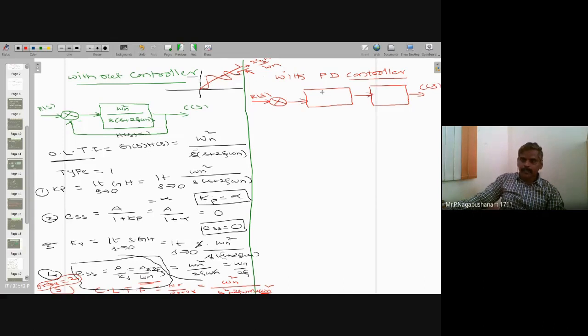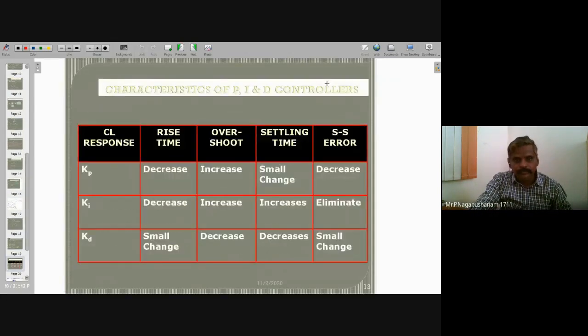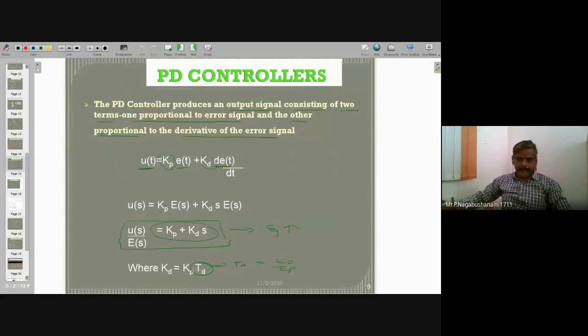Signal direction is important. I already told, if it is a PD controller, its transfer function is Kp plus Kd into S. P means proportional, plus a derivative of the error signal. A PD controller produces an output signal consisting of two terms. One is proportional to the error signal. The other one is proportional to the derivative of the error signal. For the proportional constant I'm using Kp, and for the derivative constant, Kd.